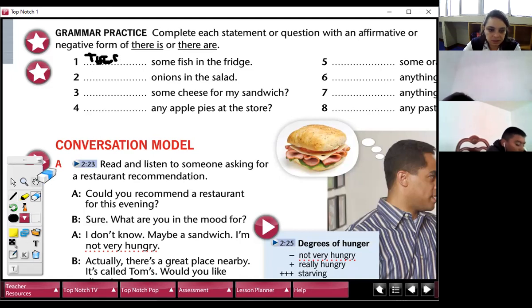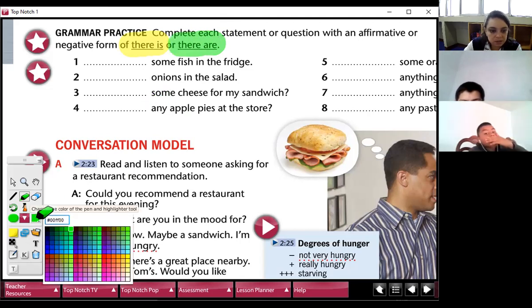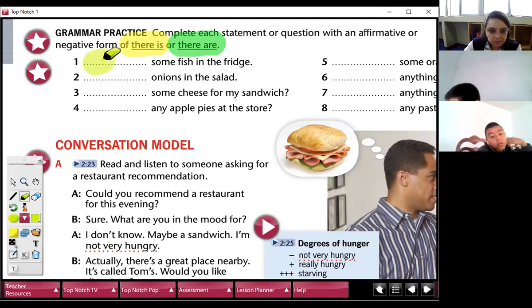Sorry for my handwriting, okay? Number one, there is. Do you know what we are going to do? I'm going to reflect something. With yellow, you have to write there is, okay? And with green, you have to write there are, okay? So you tell me that the first one is there is, right? There is.